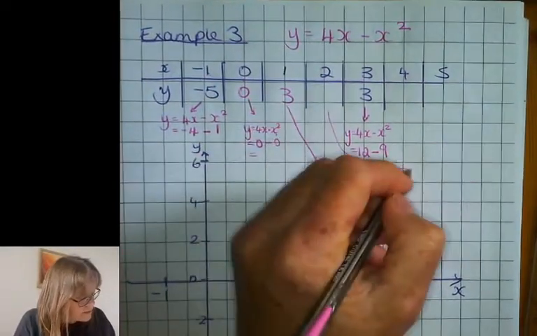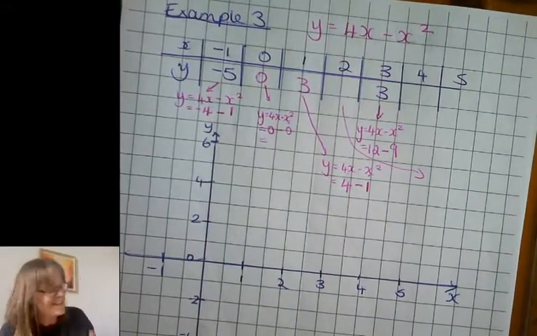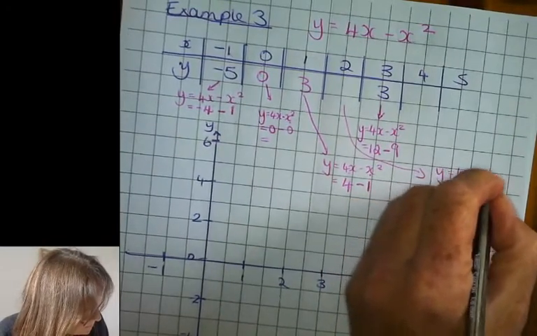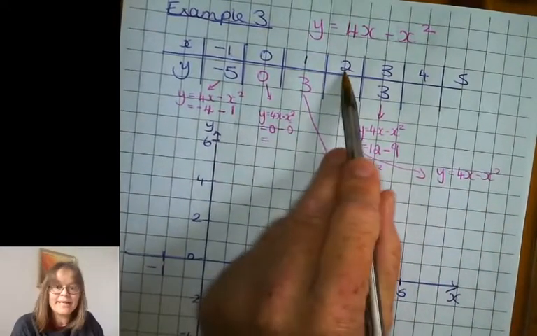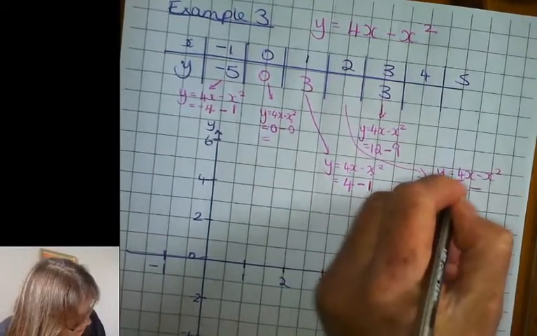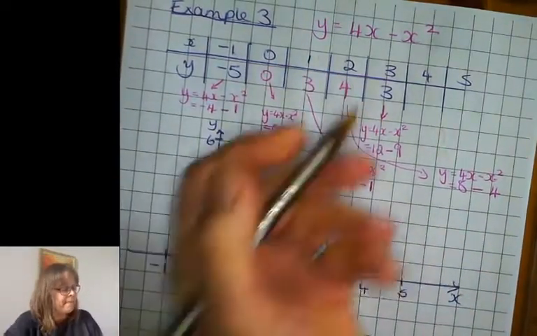I've run out of space. I have to do this one over here. Look, already gone all over my graph. Tried to stop doing that this time. So when x is 2, 4 lots of 2 is 8. Take away, what do I get when I square the 2? I get 4, so I think I've got 4 in there.